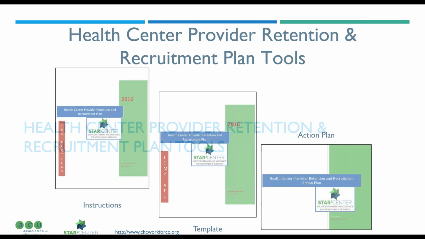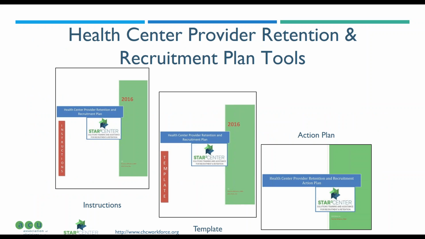You can kind of pick and choose through elements in the plan, but we would advise kind of going through everything with a recruitment team just to ensure you haven't missed anything. So the main part that we developed were the instructions, which you see there on your left, the actual template, and then the action plan is the third part. Next slide.